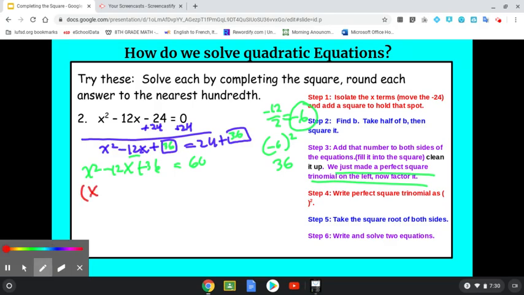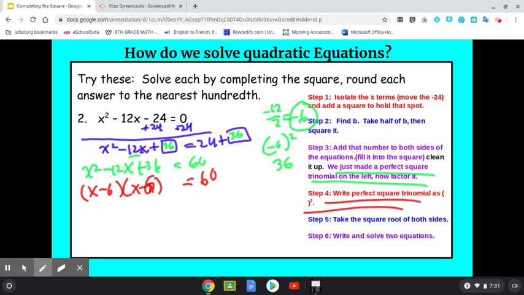Did you get x minus 6 times x minus 6 when you factor the trinomial x squared minus 12x plus 36? Great. I'm going to bring down your equals 60. Now you're going to write it as a perfect square, which means I'm going to put x minus 6 to the second power because there's 2 of them. I'm going to bring my equals 60 down. And then your next step is going to be to take the square root of both sides. Pause the video. Make sure you get this down.